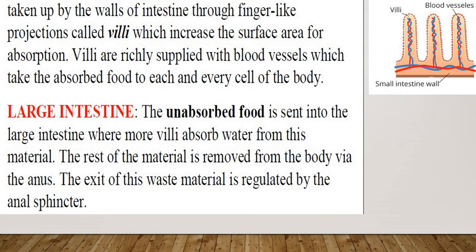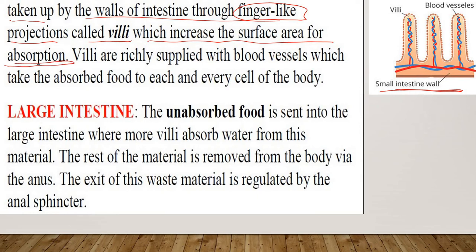Now the digested food is taken up by the walls of the intestine through finger-like projections called villi. These are the intestinal wall and these are villi. Look at the diagram. They increase the surface area for absorption. Villi are richly supplied with blood vessels which take the absorbed food to each and every cell of the body. Look at this, there are blood vessels doing the process of absorption.